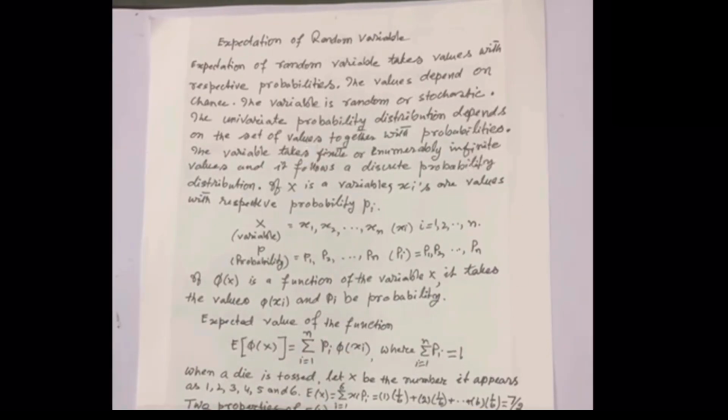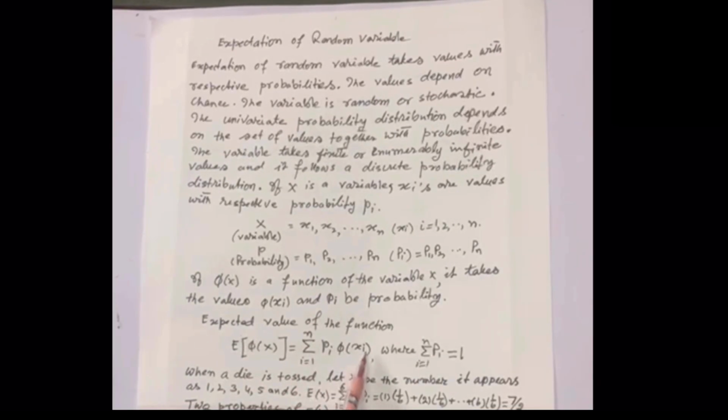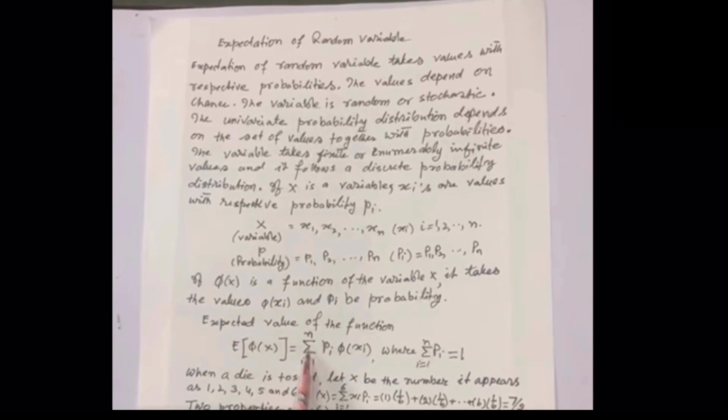So for a function phi(X), with respective values phi(xi), these are the values, and pi be probability. Then the expected value of the function, E[phi(x)], is equal to the sum of pi phi(xi), where sum of pi is equal to 1, that means the total probability is 1. So this i ranges from 1 to n.